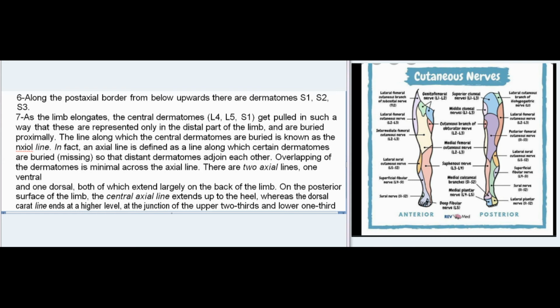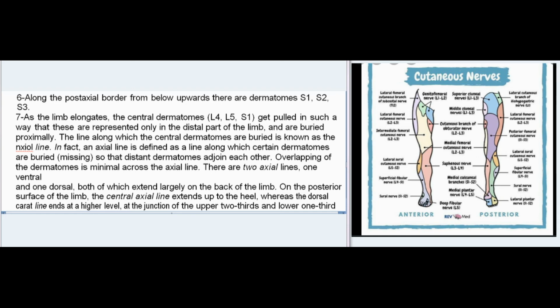7. As the limb elongates, the central dermatomes, L4, L5, S1, get pulled in such a way that these are represented only in the distal part of the limb, and are buried proximally. The line along which the central dermatomes are buried is known as the axial line. In fact, an axial line is defined as a line along which certain dermatomes are buried, missing, so that distant dermatomes adjoin each other. Overlapping of the dermatomes is minimal across the axial line.